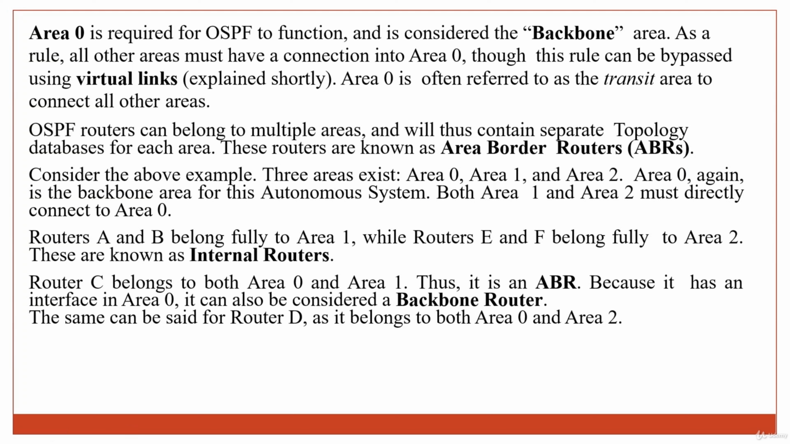Then here you can see that suppose you have a device that is not connected with area 0. So in that case, you have to create the virtual link. The device which is separating the areas is termed as an ABR. Then you have internal router, then you have backbone router. Again, these are just the terminologies.